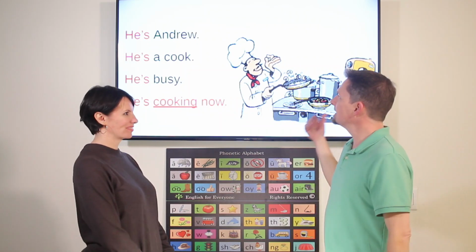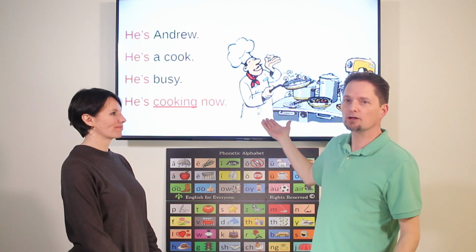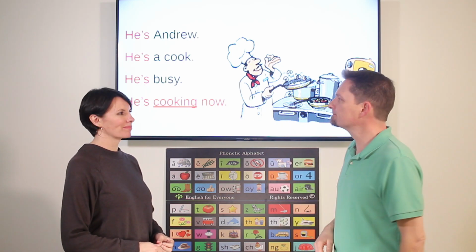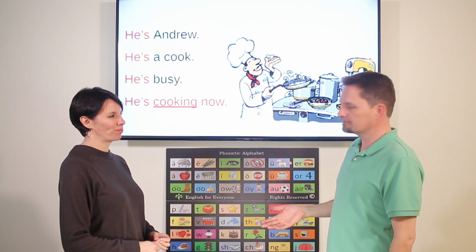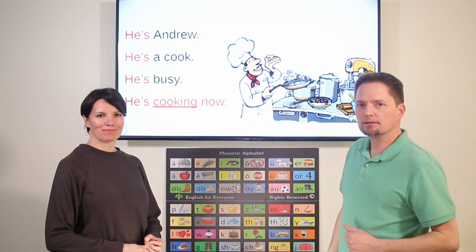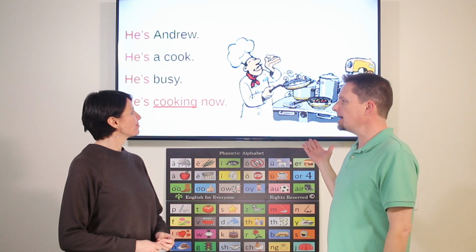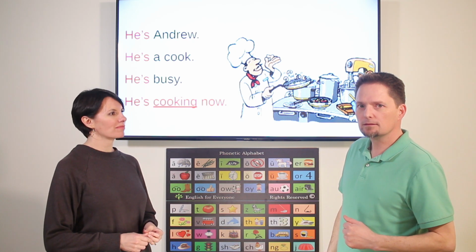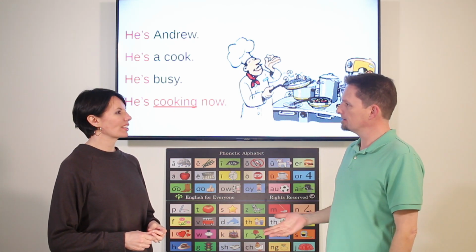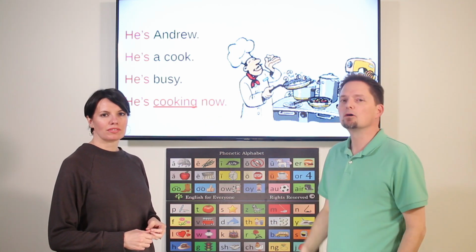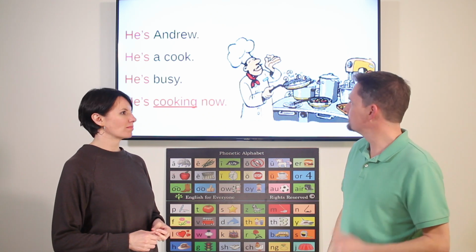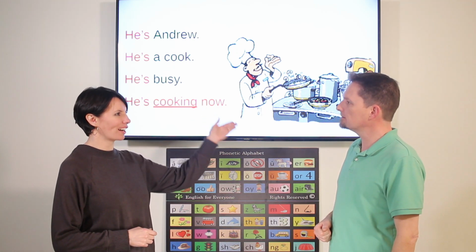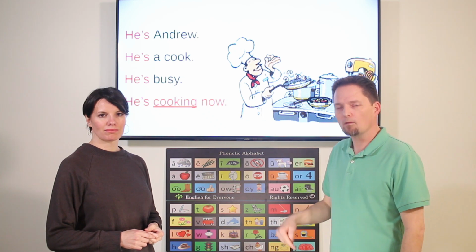Let's practice. He's Andrew. He's a cook. He's busy. And he's cooking now. Is he Andrew? Yes, he is Andrew. Very good. Is he a cook? Yes, he is a cook. Very good. Is he busy? Yes, he is busy. Very good. Continuous action, cooking. Is he cooking now? Yes, he's cooking now. Very good.